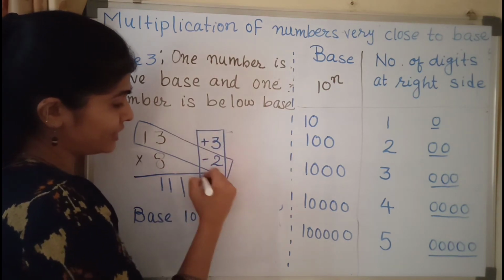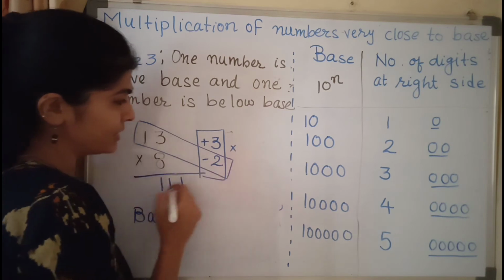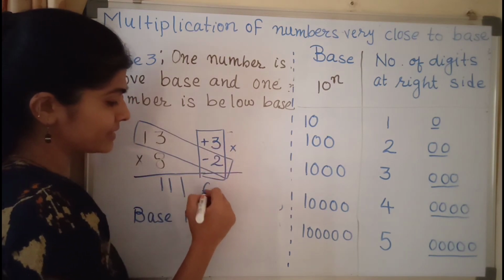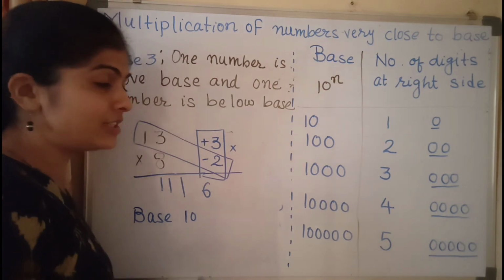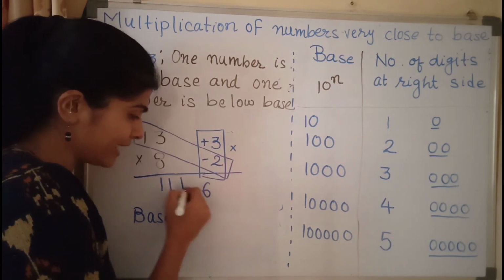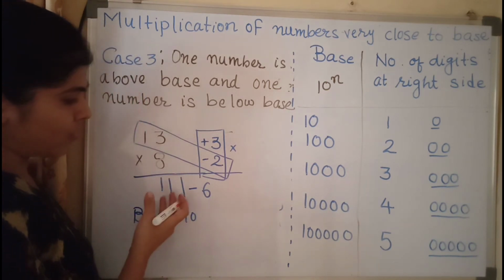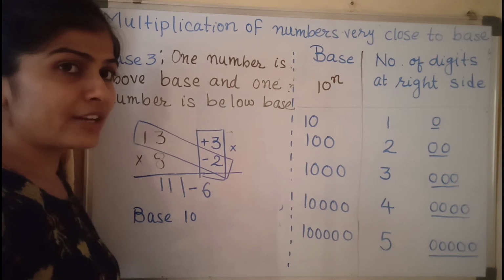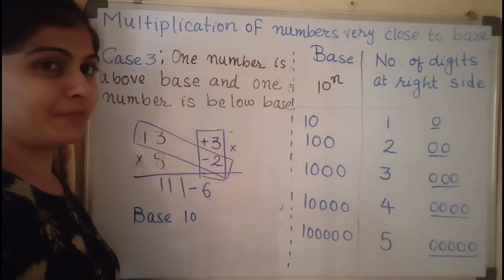Next step is we need to do multiplication of these numbers. If I do multiplication, 3 times 2 is 6. But as per the rule of the integers, one number is positive, another one is negative, so it should be negative 6. Now, how is it possible, 11 and negative 6? We have never seen such kind of answers in multiplication, right?